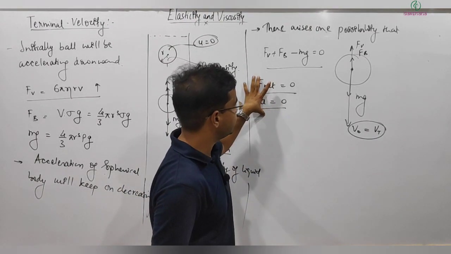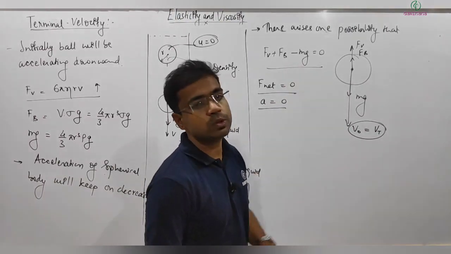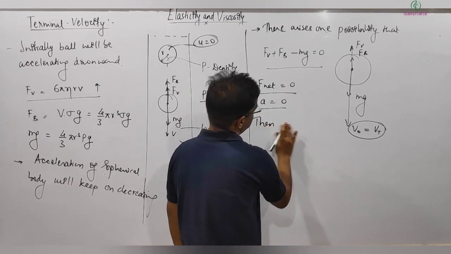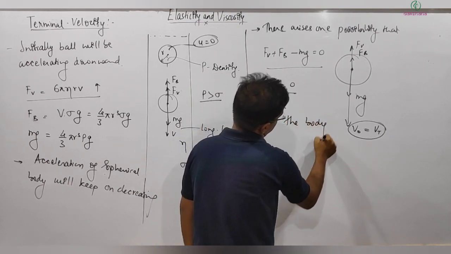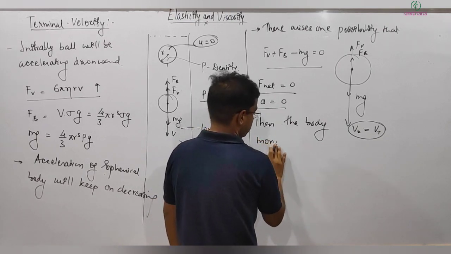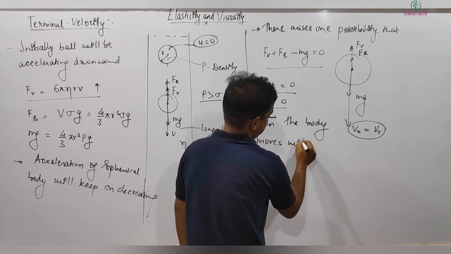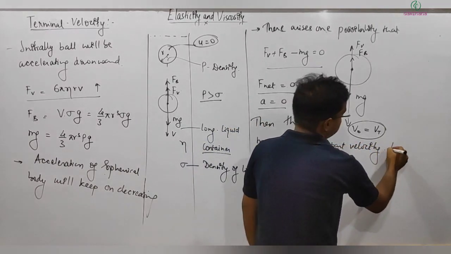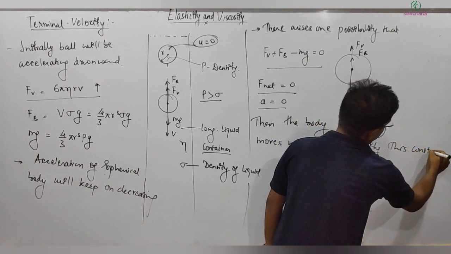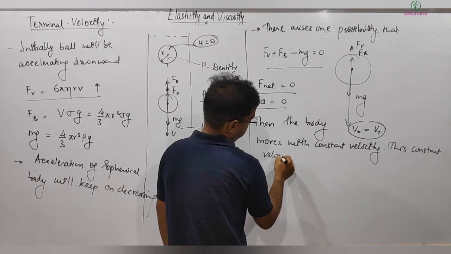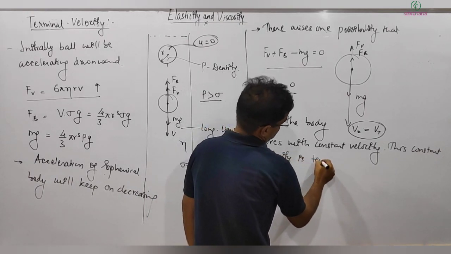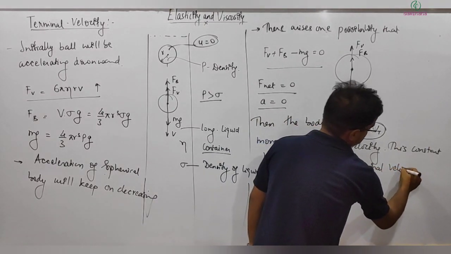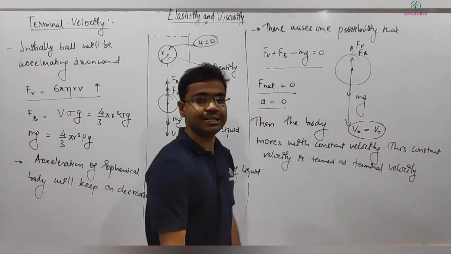So in this situation, you can easily imagine there arises one condition when the net force acting on the ball becomes 0, acceleration becomes 0, and then the body moves with constant velocity. This constant velocity is termed as terminal velocity. Now we can calculate it easily.